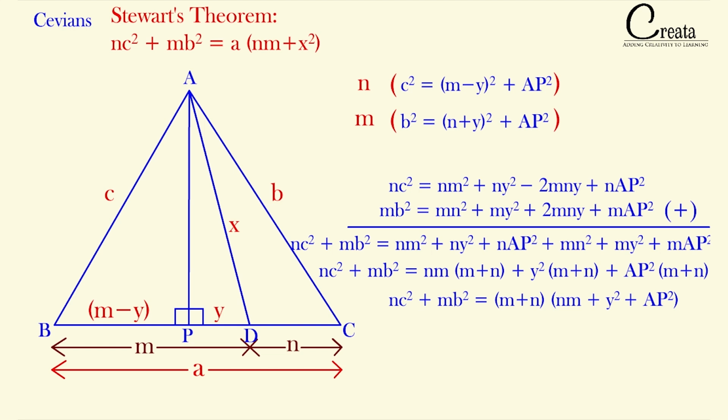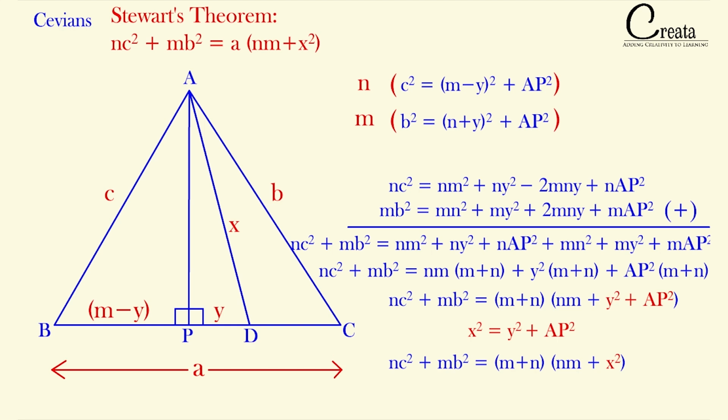Further, if you observe the triangle APD, this triangle is also a right angle triangle. So, can we apply the Pythagoras theorem to this triangle? We got x square is equal to y square plus AP square. So, in our equation, can we replace y square plus AP square with x square? We got n times BC square plus m times AB square is equal to (m plus n) times (mn plus x square).